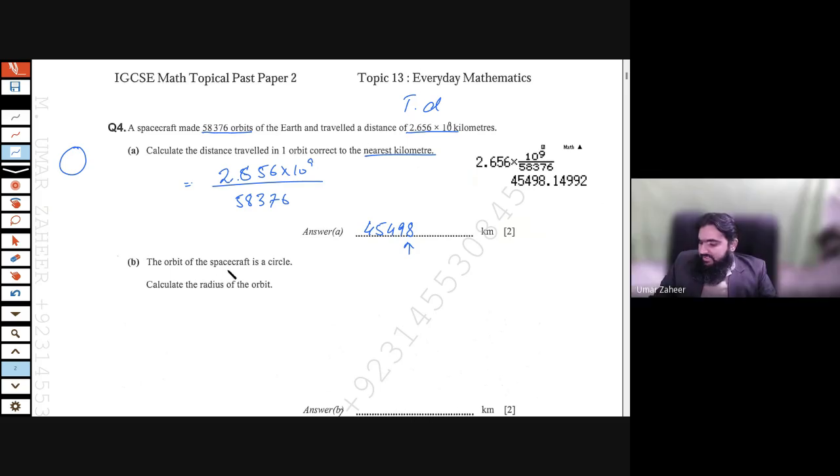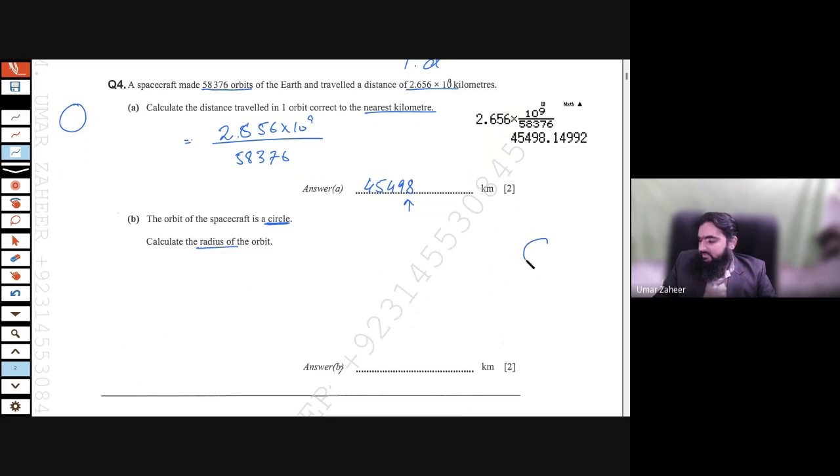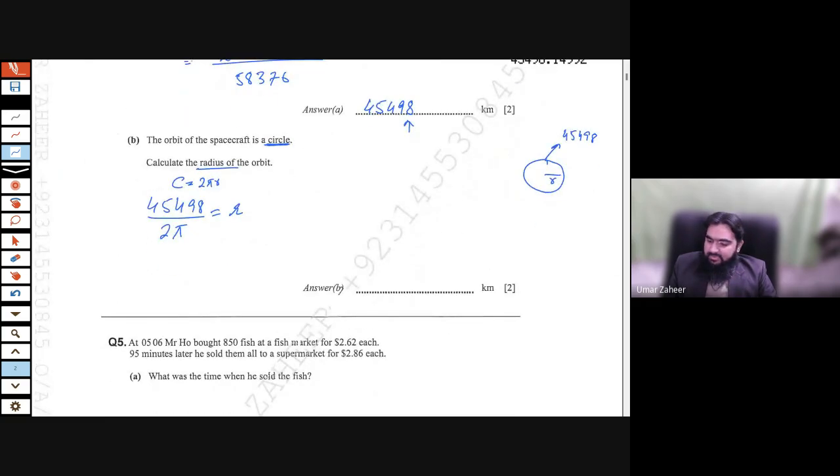All right, the orbit of a spacecraft is a circle. Calculate the radius of the orbit. So basically, this is the orbit, and this distance is given, that is 45498, and you need to find the radius. It's a very basic question. The circumference is equal to 2 pi r. The circumference is given, 45498. 2 pi is multiplying, so it will be divided here, and you will get the radius.